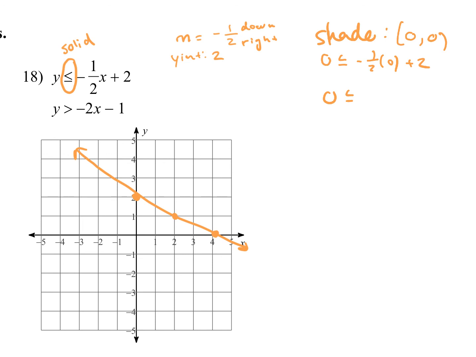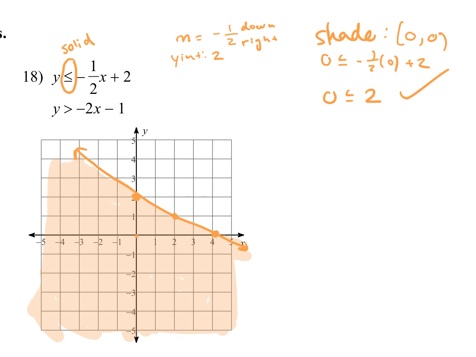0. Anything times 0 is 0. And 0 plus 2 is 2. Is 0 less than 2? Yes. So where do I shade? Where 0, 0 is. Since it's true, you shade on top of it over here. So that's our first equation.